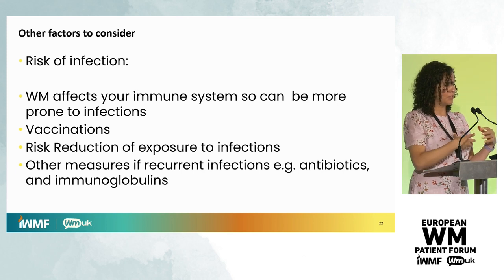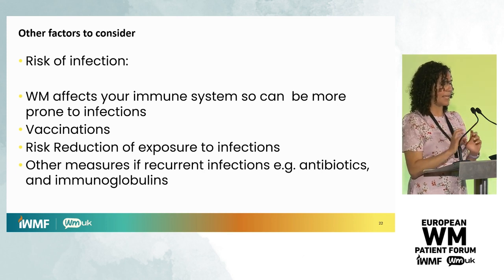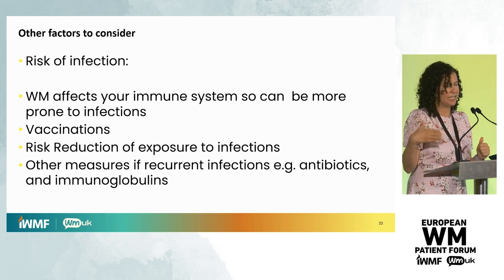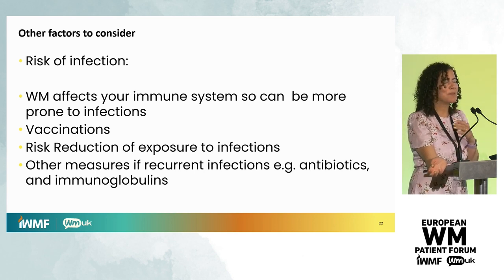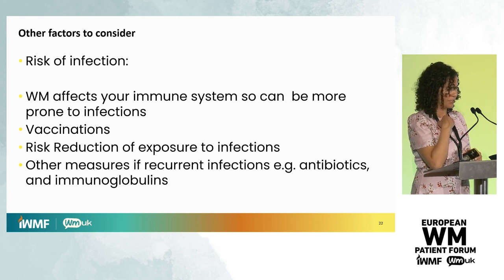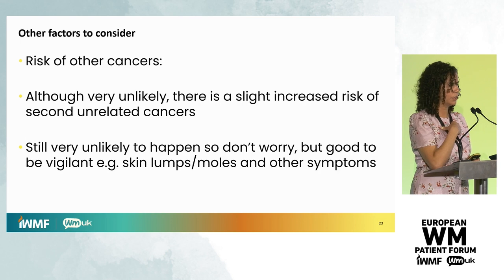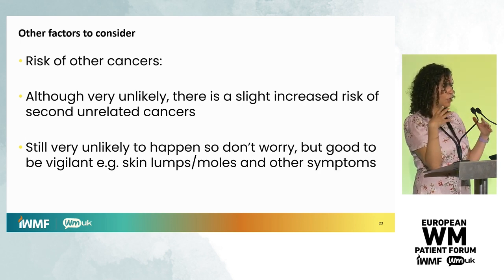Or if you're not producing enough antibodies, in rare cases, and particularly if patients have had lots of treatment, we may want to give other people's, or donors', antibodies on a regular basis to try and reduce the risk of infection. So that's immunoglobulins, sometimes called IVIG, intravenous immunoglobulins, that we can give to try and prevent infections.